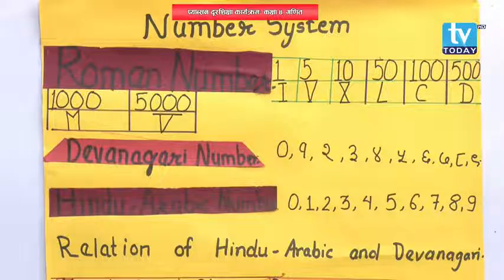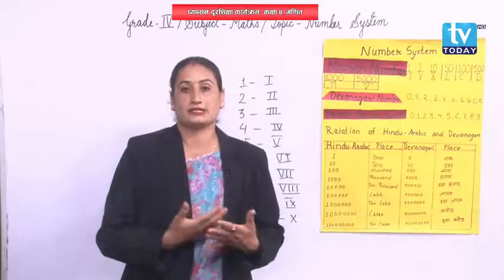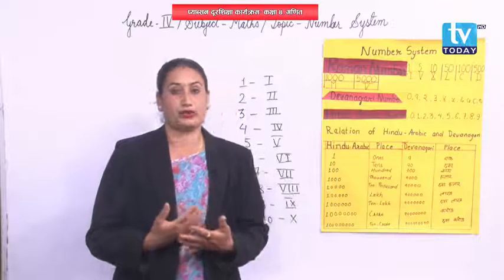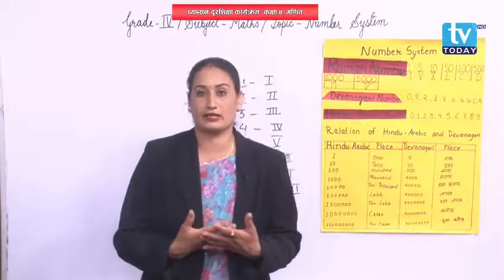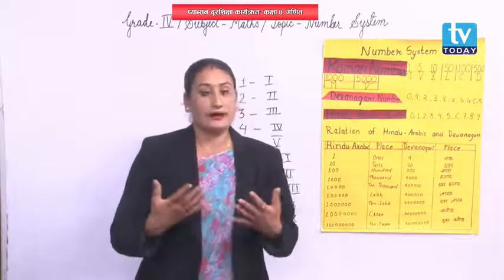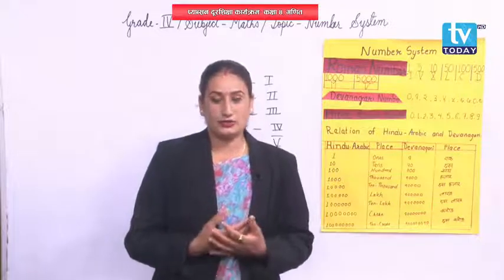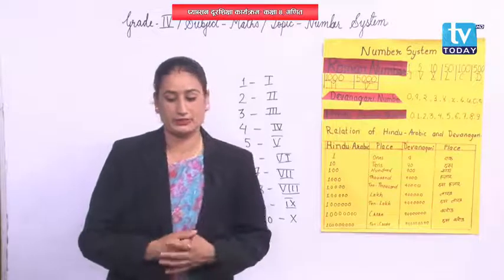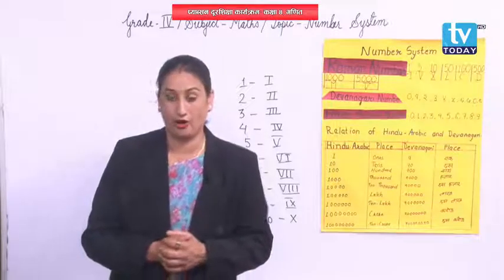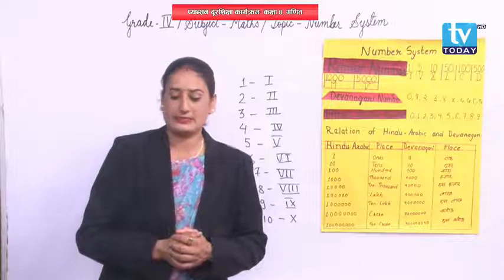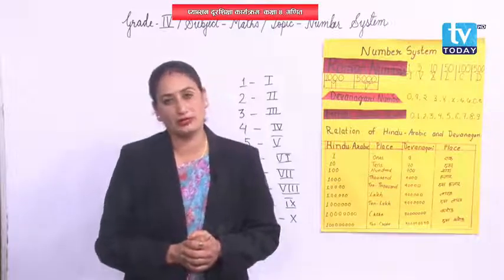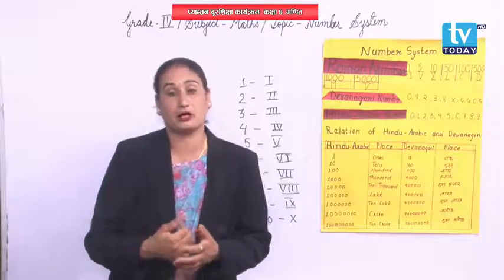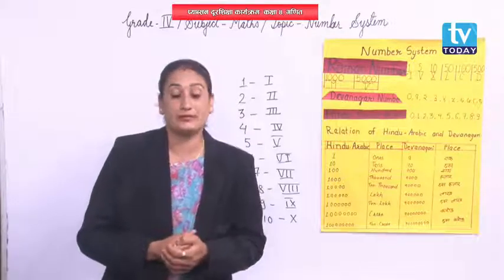Students, in this system there are 10 symbols, especially 0, 1, 2, 3, 4, 5, 6, 7, 8, 9, which are used as digits to write any number. All numbers, from the smaller to the larger, are formed by using these digits. So we can make a small number from these digits and a greater or bigger number also from the same digits.